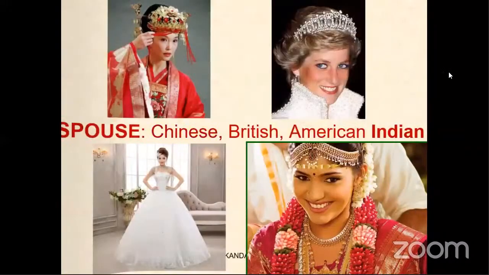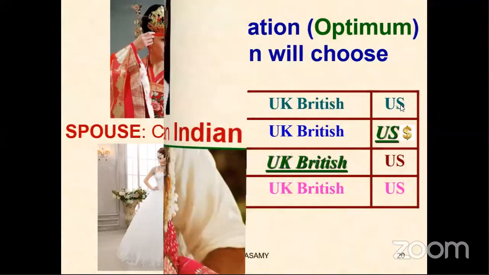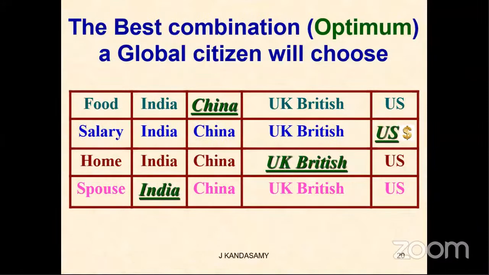And then next, coming to the best part, spouse. What will you choose? A Chinese girl or a British Diana or American or an Indian spouse? Naturally, my heart says everyone will go with an Indian spouse. So now you just see, gentlemen, this is the best combination of a global citizen to lead an output called optimum life. If I say food, it is Chinese food. If I say salary, it is American salary. If I say home, it is a British castle. And if I say spouse, an Indian spouse.